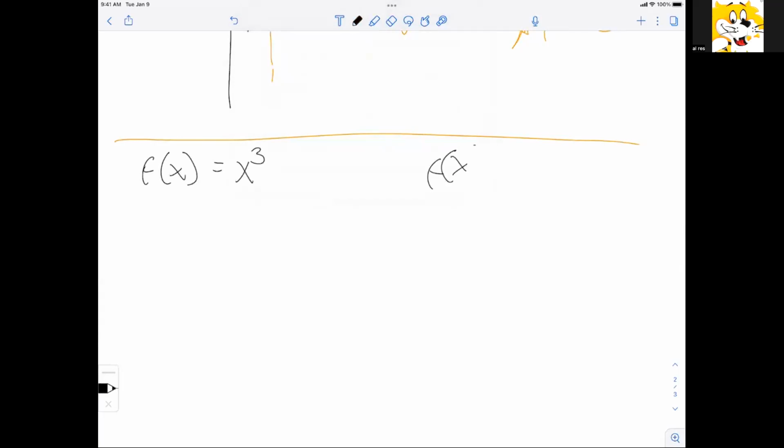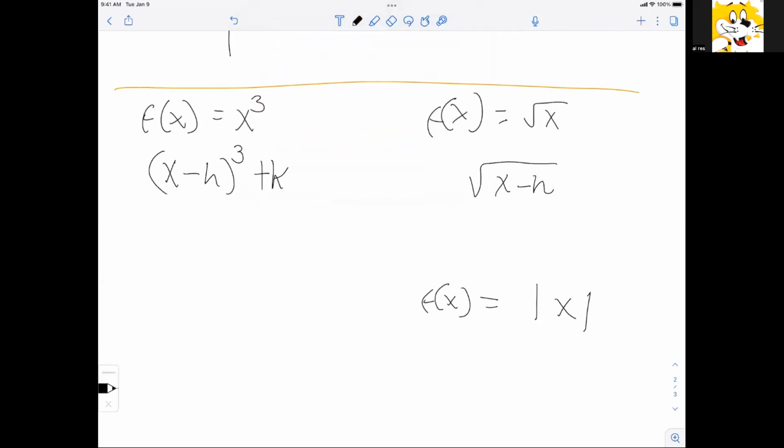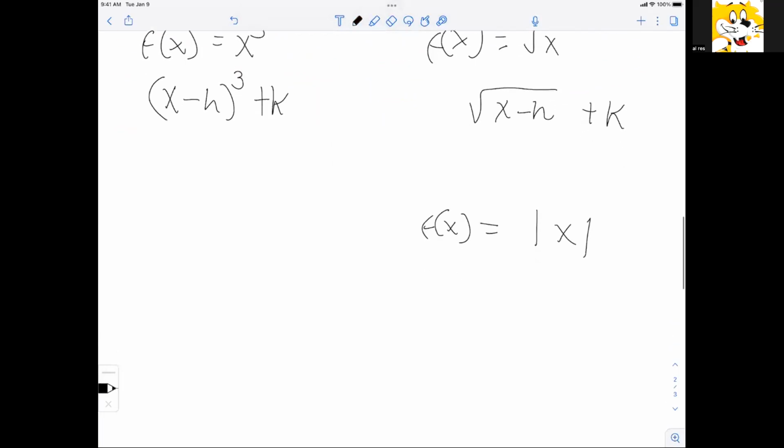They're also going to be showing square root of x. And they also gave us a sneak peek of the absolute value. So the same thing applies as with the parabola. So you're going to have x minus h, but this time to the third, plus k. For the square root, you're going to have the square root of x minus h, plus k outside. And then for the absolute value, it's the absolute value of x minus h, plus k.